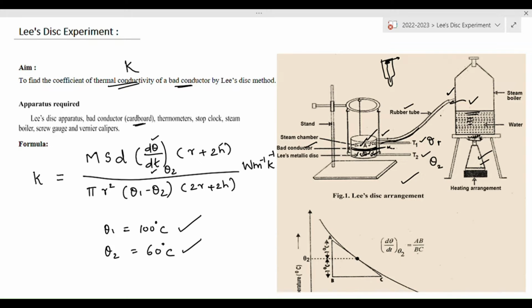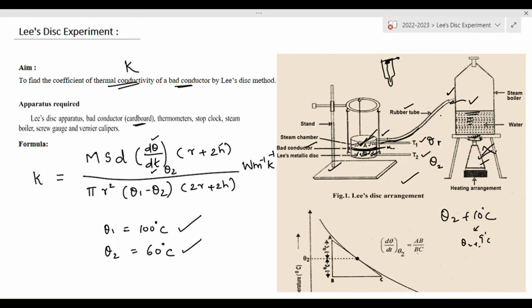When it reaches theta 2 plus 10 degrees Celsius, the heating source is switched off. The steam chamber is removed. Then only the stand, the Lees disc along with the twine arrangement will be suspended with the thermometer T2 showing the temperature theta 2 plus 10 degrees Celsius, or it is decreasing to theta 2 plus 9 degrees Celsius. Now the stop clock is taken.